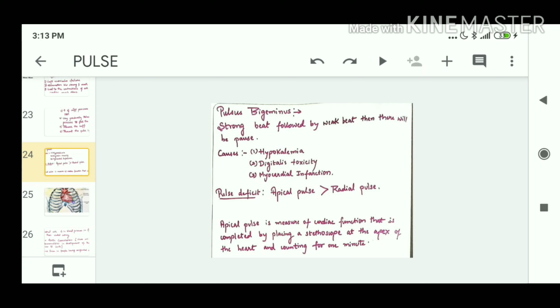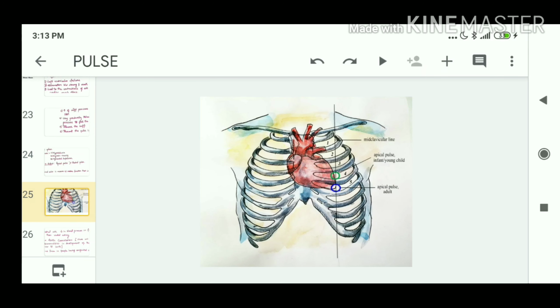What is pulse deficit then? Pulse deficit is where the apical pulse will be greater than the radial pulse. What is the apical pulse then? The apical pulse is a measure of cardiac function that is completed by placing a stethoscope at the apex of the heart and counting for 1 minute. Where can you find the apex of the heart, my dear friends? See in the next figure.